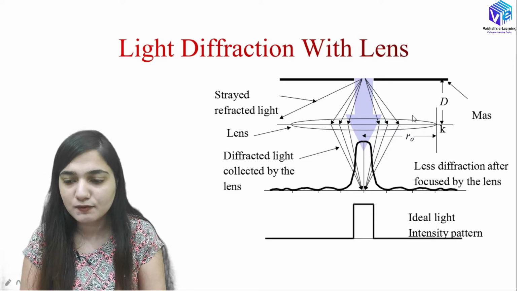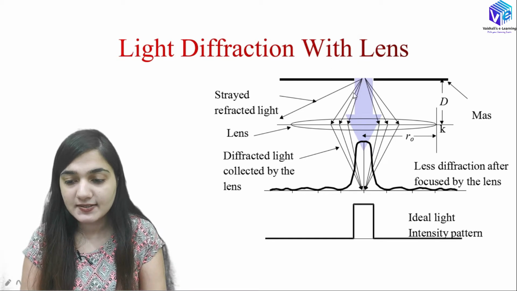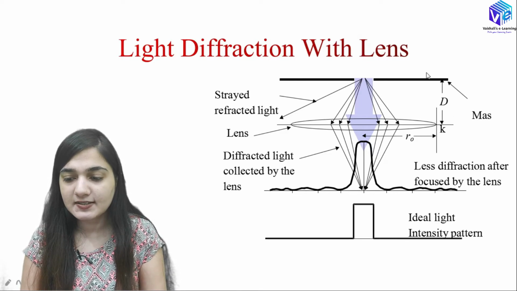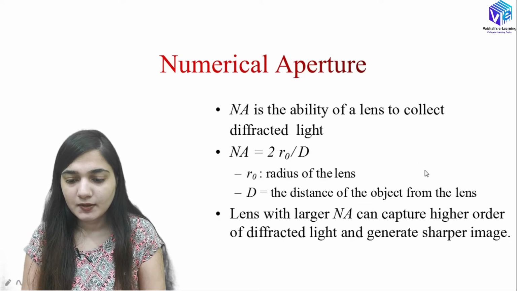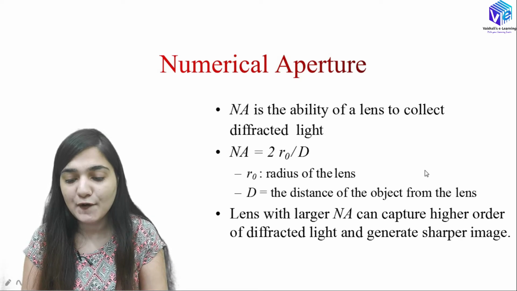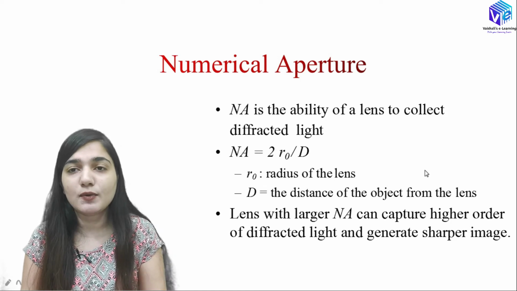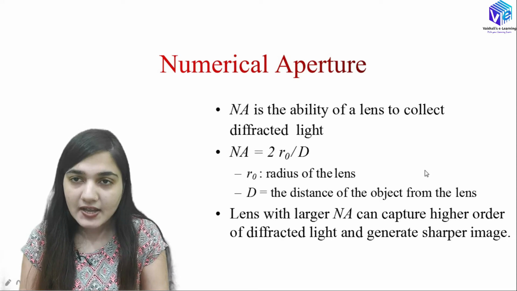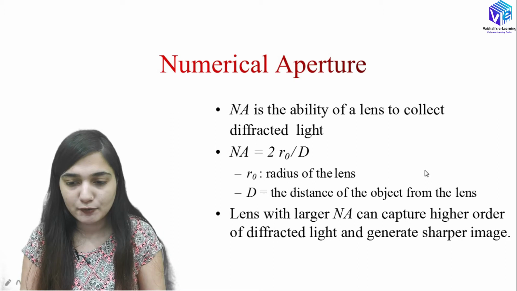In the actual case we will have the source of light, after the source of light we will have the mask, and after the mask we will have the lens. So capital D is the distance between the mask and the lens. A lens with larger numerical aperture can capture higher orders of diffracted light and generate sharper images, and this is the reason we require higher and higher numerical aperture lenses. The higher the numerical aperture, the more diffracted waves it will collect. I hope you understood it now.